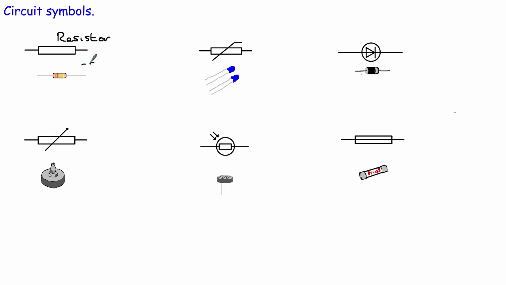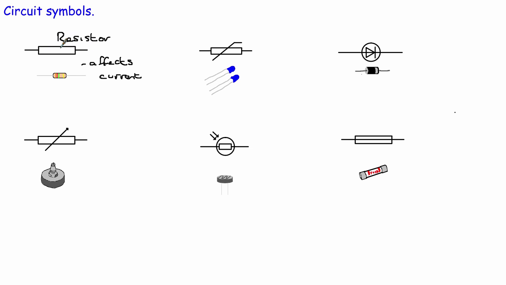So a resistor affects, or changes, the amount of current in a circuit. Basically, if you have a big resistance, then you have a small current, and if you then make the resistance get smaller, then the current will get bigger. So resistors are used to control the size of the current in a circuit.